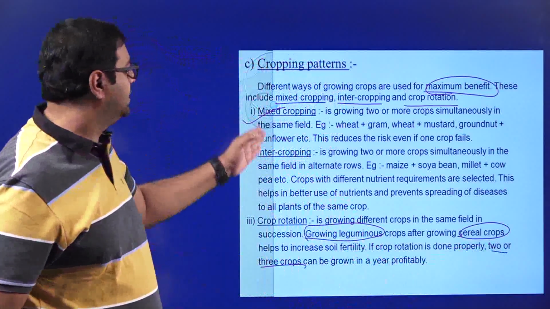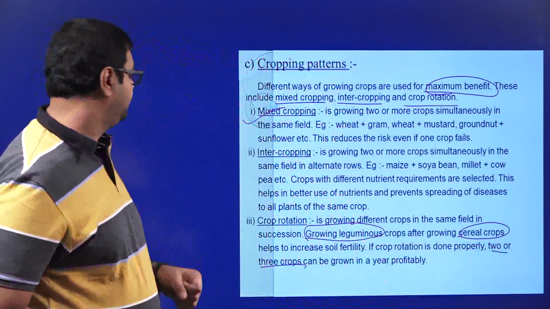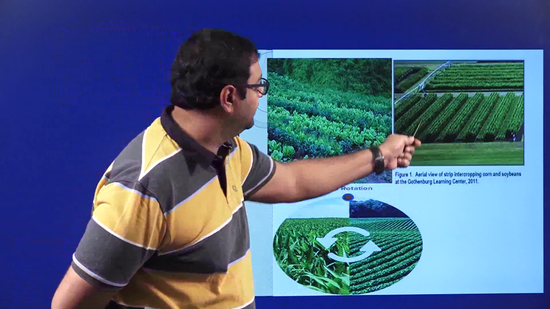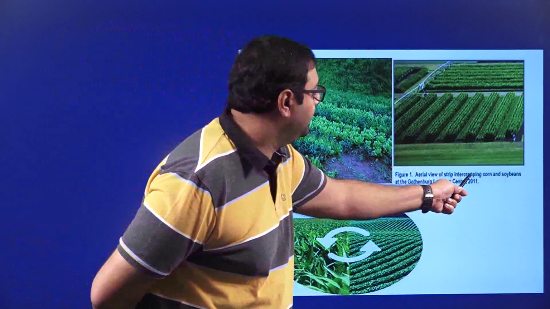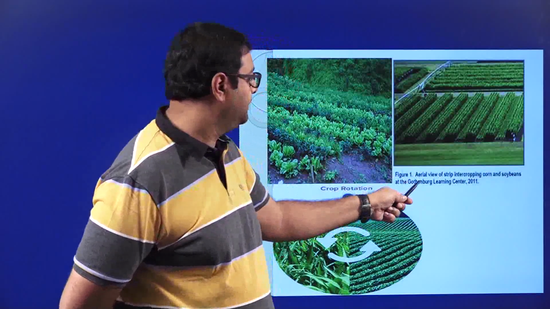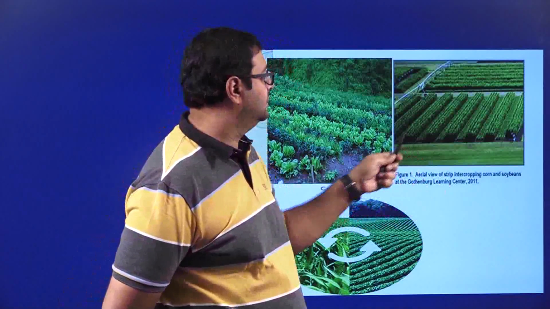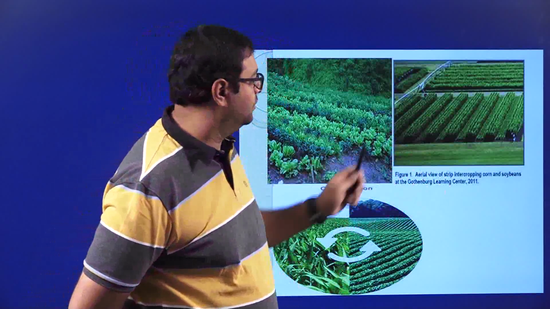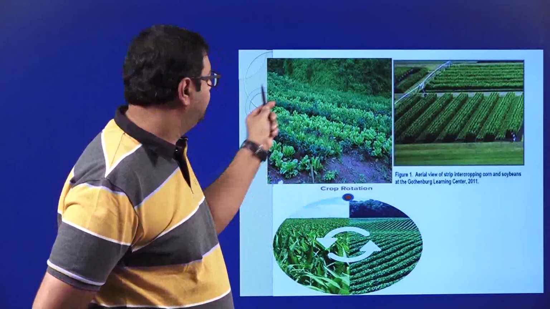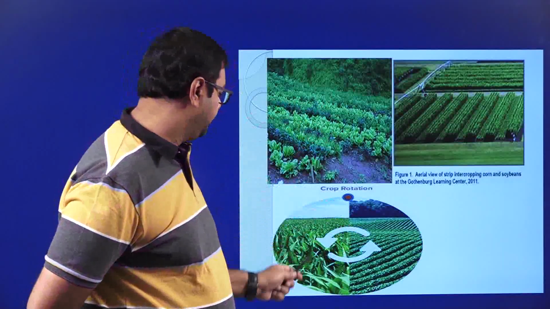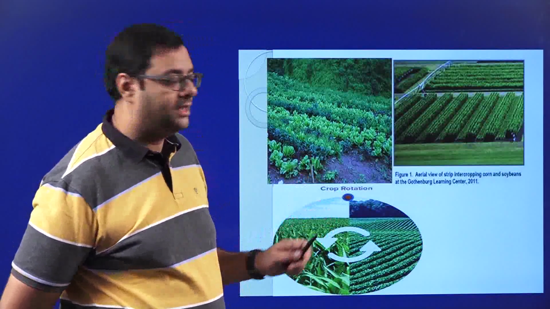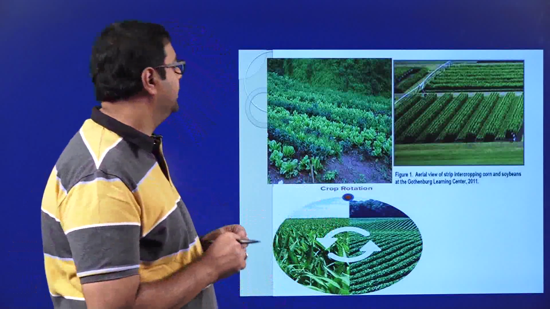So these are basically the cropping patterns. You can see in figure 1, an aerial view of intercropping of corn and soybean in Gothenburg Learning Center in 2011. So corn and soybean are grown, and intercropping is done. Then you have the crop rotation. You can see this is intercropping and this is crop rotation. So this plant is grown here and this plant is grown here. This is basically crop rotation.